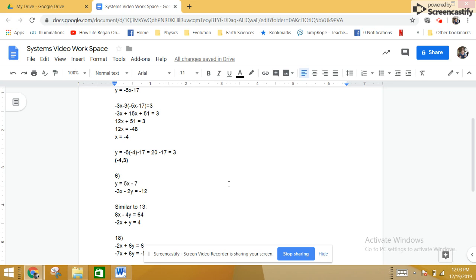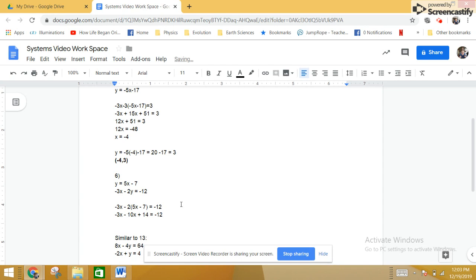Number 6, again, I have y isolated, so I can replace y in here. So I'm going to copy the equation where I'm plugging it in. I have an expression for y, which I will copy and put in here, substitute for y. And now I have 2 times what y is. Y is 5x minus 7. And I'm going to start simplifying. Negative 3x minus 2 times 5x, so minus 10x. And negative 2 times negative 7, so plus 14 equals negative 12.